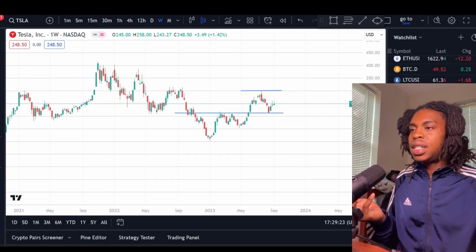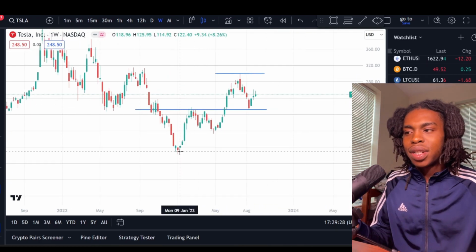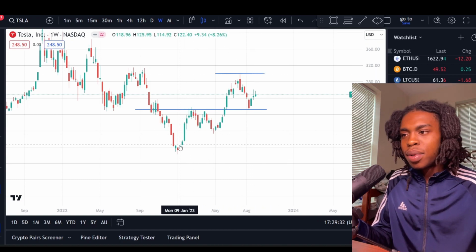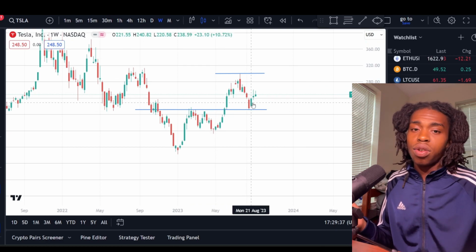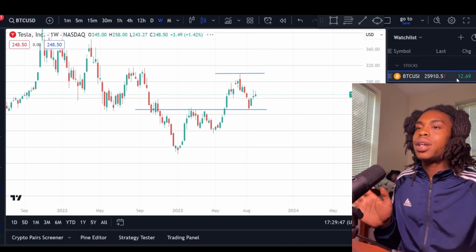So Tesla, depending on how you want to look at it, I believe that it's in the uptrend because ever since January 2023, it's really been going up. You know what I'm saying? Went up, had to pull back, went up again, had to pull back. So it might continue to go up. That's basic market sentiment.